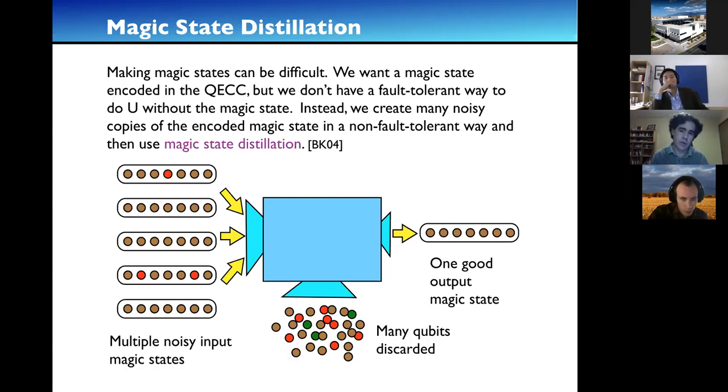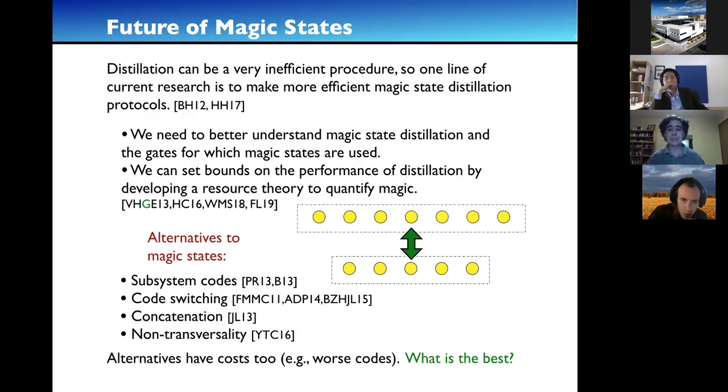But they're not particularly efficient in terms of how they use the qubits. They're kind of theoretically equivalent in an asymptotic sense, but in terms of practical numbers, you need to use a lot of resources to do magic state distillation. So consequently, there's been a lot of research over the past decade or so on ways to reduce this cost. So one line of research is to just come up with better magic state distillation protocols.